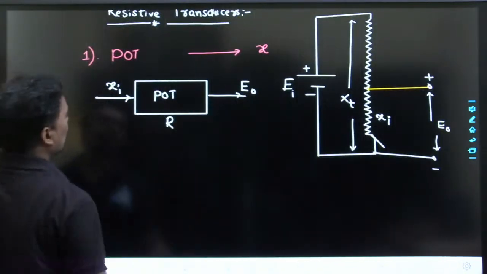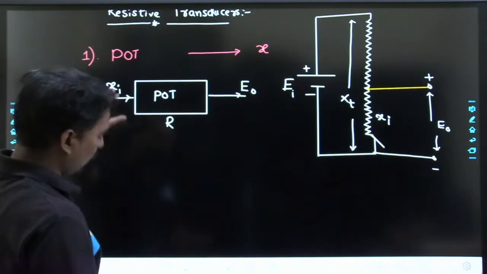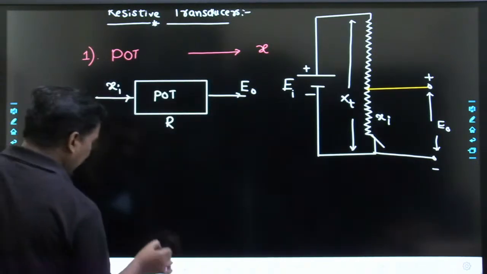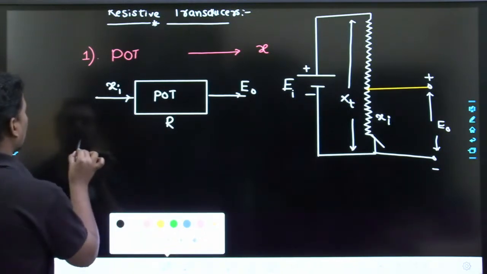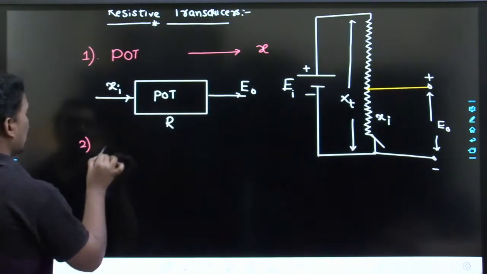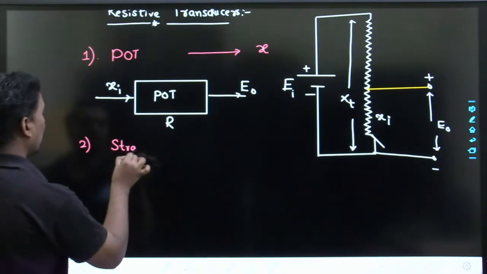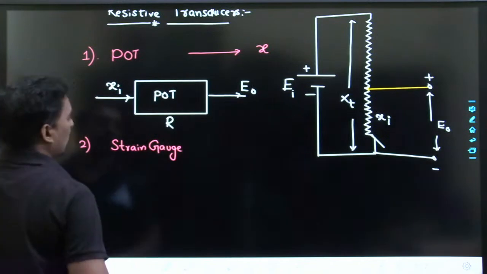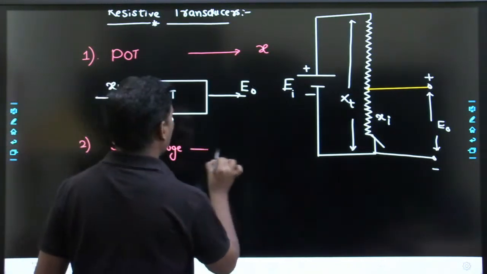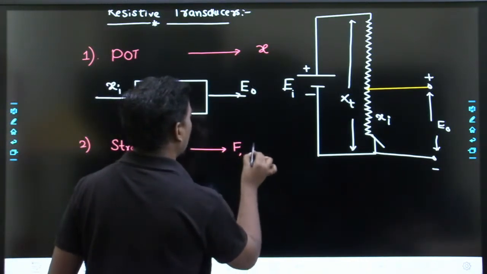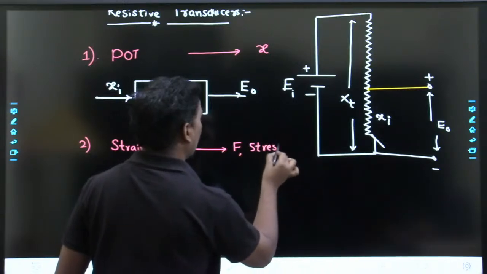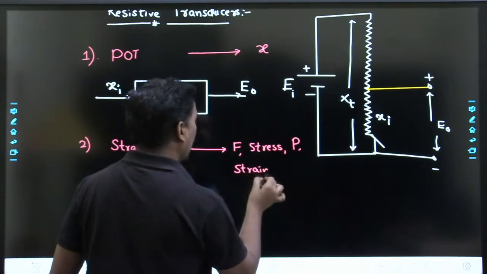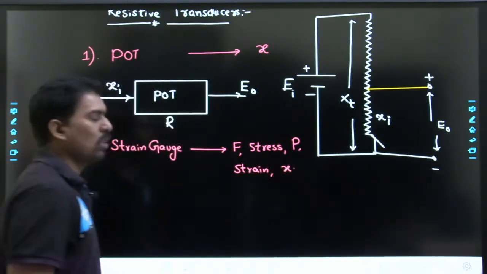So displacement is converted to voltage. In the process of conversion of displacement to voltage, the resistance principle is involved. And the second example is strain gauge. So you should have the basic idea. What is a strain gauge? This particular strain gauge will change a force, a stress, a pressure, a strain, even displacement, into voltage.